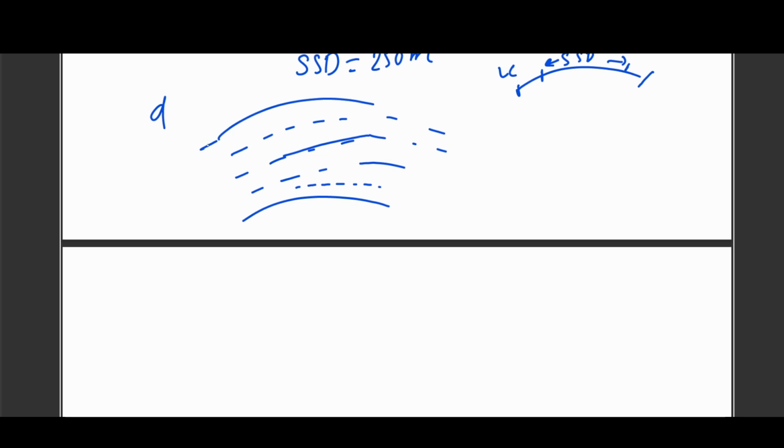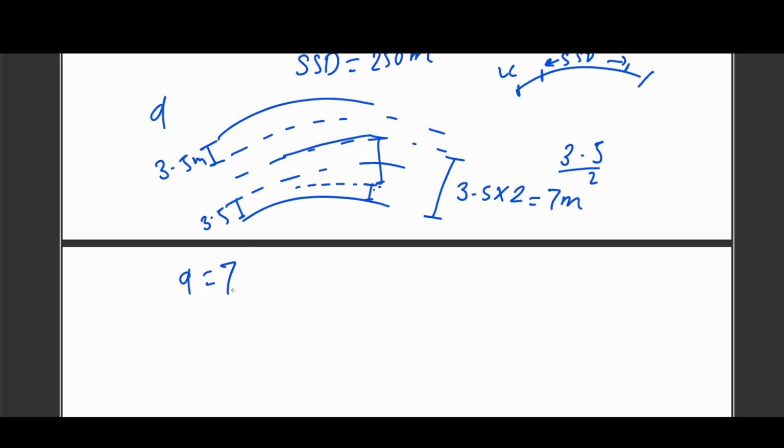So in a four lane highway, the width of each lane will be 3.5 meter. That's why, what will be this distance? It will be 3.5 into 2, that is 7 meter. So what will be this distance? This will be 3.5 by 2, because this distance is 3.5, and this is the center line of the inner lane. So the value of d will be 7 minus 3.5 by 2.